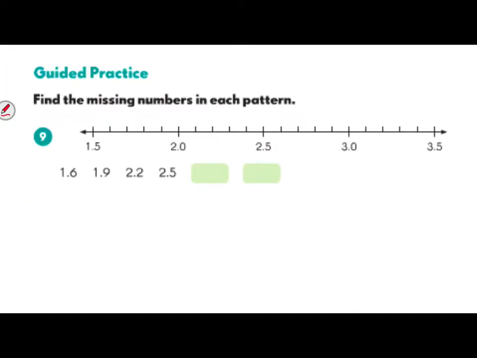When we do patterns, what I first think about is, before I look, we're looking to see what's changing between each number. So if I have 1 and 6/10 and I go to 1 and 9/10, 2 and 2/10, 2 and 5/10, what's happening?